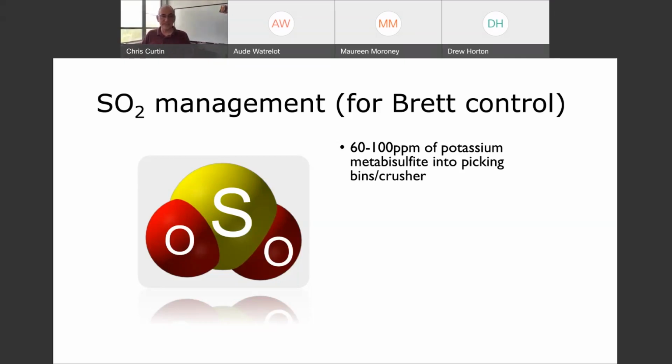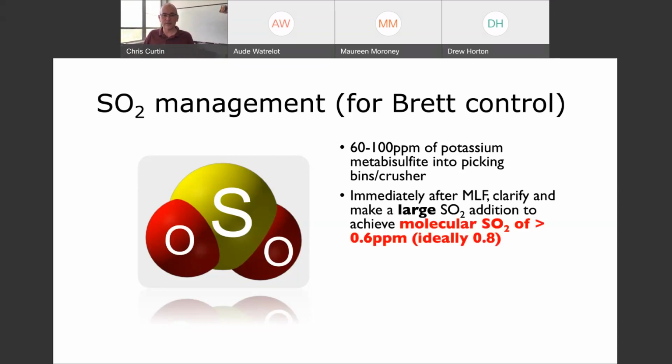If you want to do a spontaneous fermentation, allow the ambient yeast to take over, you may want to dial it back a bit, but just be aware that that is taking a risk. And the important one is that in a red wine after MLF, that's when you want to make your largest sulfur dioxide addition, and you want to try and achieve, referring to your wine's pH, a molecular sulfur dioxide level of at least 0.6, but preferably 0.8.